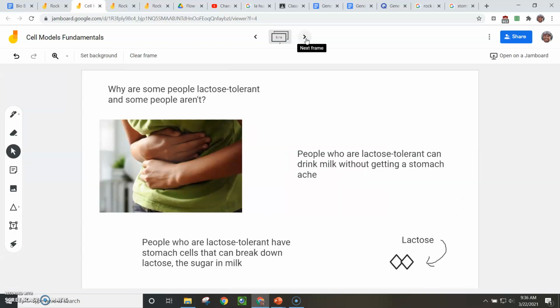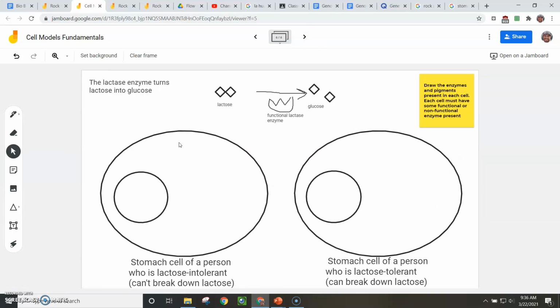And then there's one final example. This one's about lactose tolerance, whether you can drink dairy and not get a stomach ache. And once again, you'll show a stomach cell of a person who's lactose intolerant and a stomach cell of a person who's lactose tolerant.